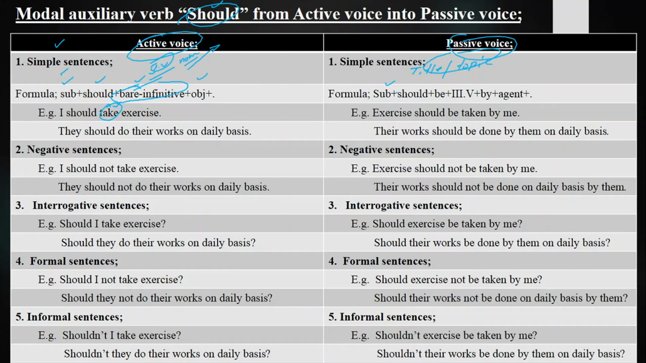Here in passive voice, subject should be plus third form. Modal auxiliary verb be plus third form is the passive formula for the modal auxiliary verbs. Then by, and after that agent.